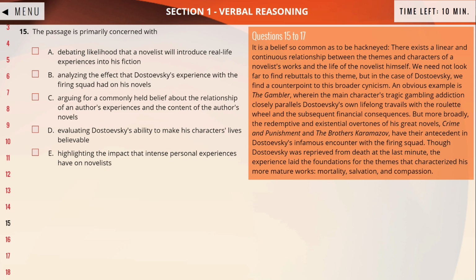The passage is primarily concerned with, so overall, we want a nice and vague answer here. Debating the likelihood that a novelist will introduce real life experiences into his fiction. No, it's more about Dostoevsky. B, the problem is it's not just his experience with the firing squad. It's also gambling, so that's too specific. Arguing for a commonly held belief about the relationships of an author's experience and the contents of an author's novels. Yes, the person's arguing for that common belief that there's a link. The author's saying, yes, there is a link. Here's a good example. So definitely that.